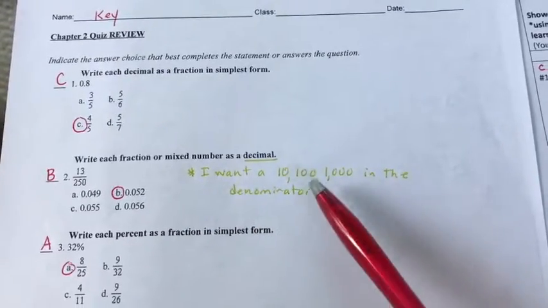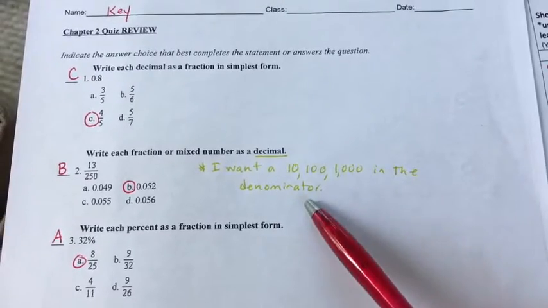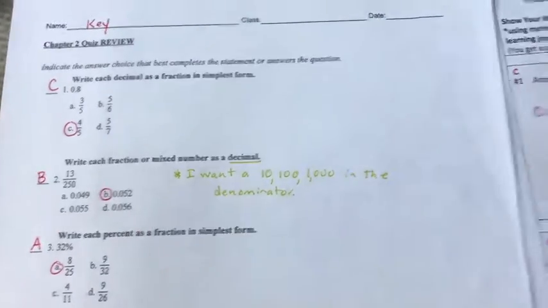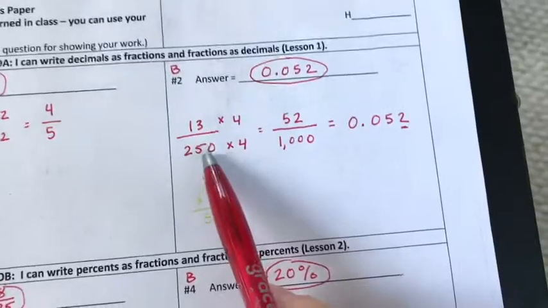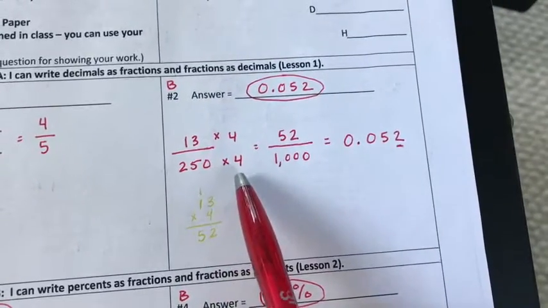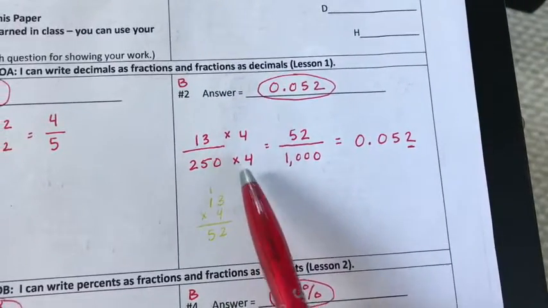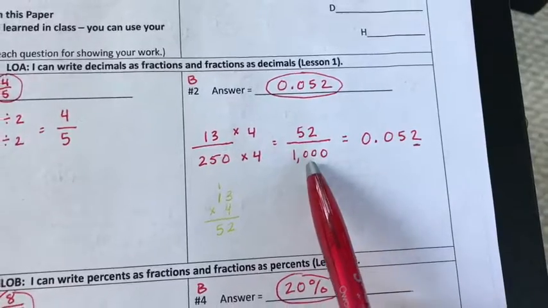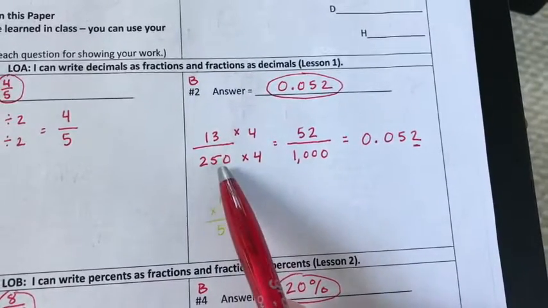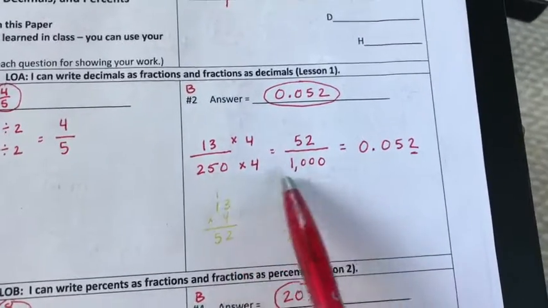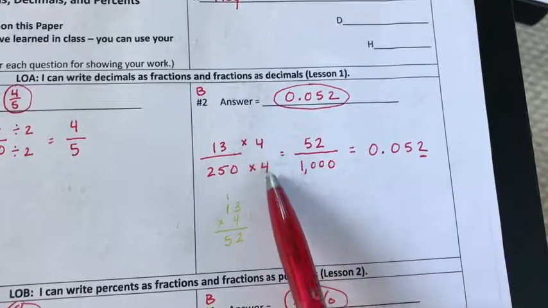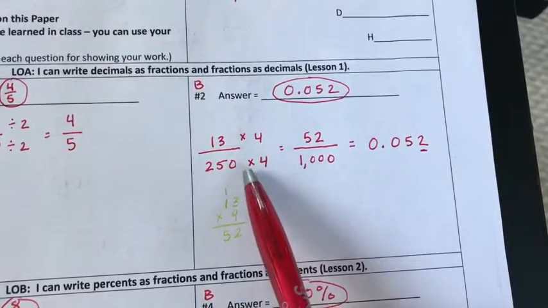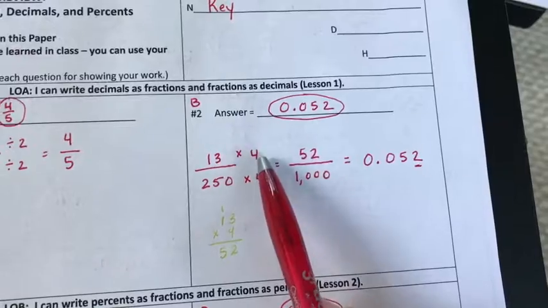For number 2, write each fraction or mixed number as a decimal. So I want a 10, 100, or 1,000 in the denominator when I do this. So I'm going to take 13/250ths, and I am going to try to get the denominator up to 1,000 because I can't get this to 10 or 100. So I'm going to multiply the denominator and the numerator by 4.